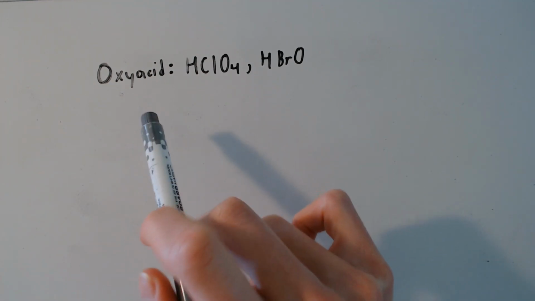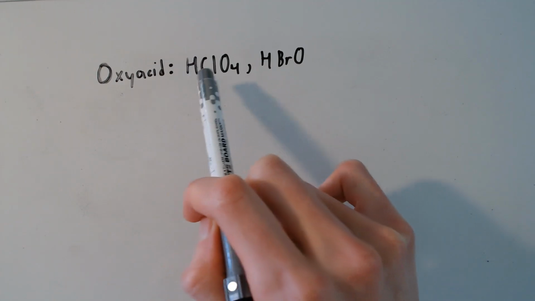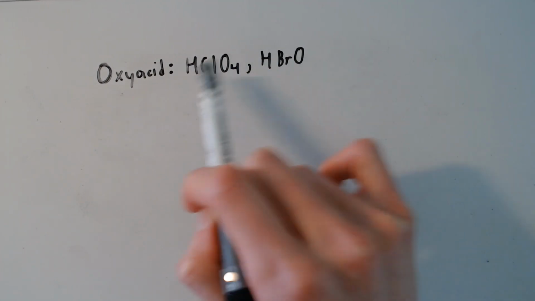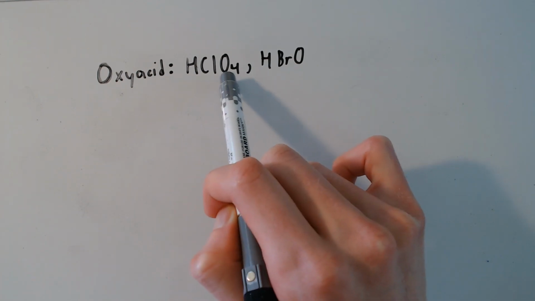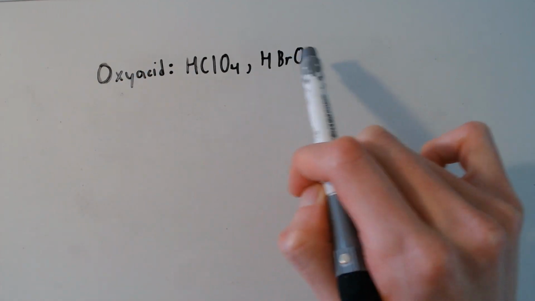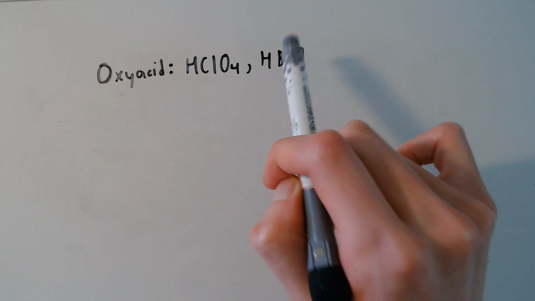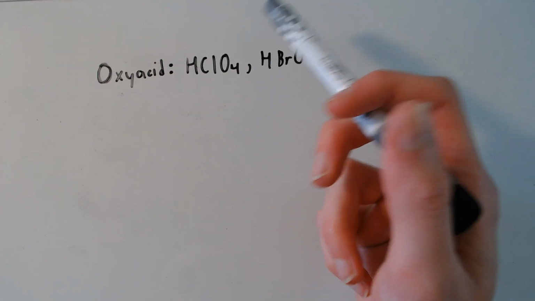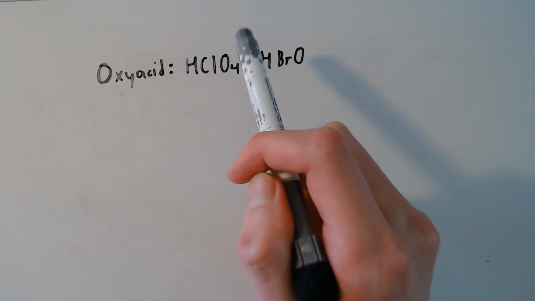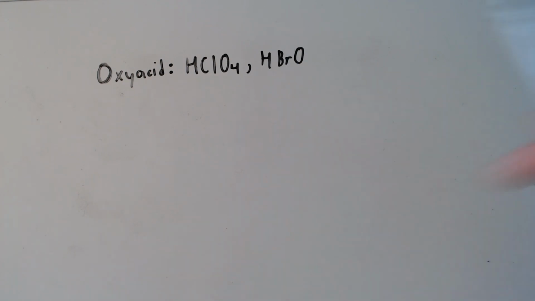Now let's move on to the oxyacids. So an oxyacid is an acid that has an H. So in both cases, here are examples with H, and these are both oxyacids. It has oxygens, and it has another element like chlorine, bromine. Usually it's a halogen, but in some cases it's not. But it's usually three types of elements. It's hydrogen, oxygen, and another type of element.